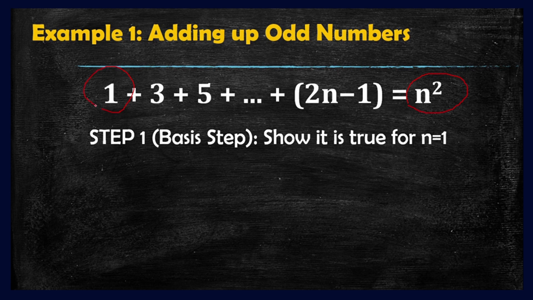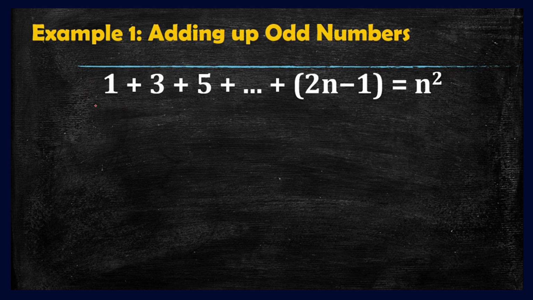Alright, so let's perform. 1 is equal to n squared. Substituting 1 to n will come up to 1 squared. And 1 squared is equal to 1. 1 is equal to 1. So therefore, we can say that this one is true. So we have proven that the statement is true in our initial value. So therefore, we can proceed to our step number 2 or the induction process.